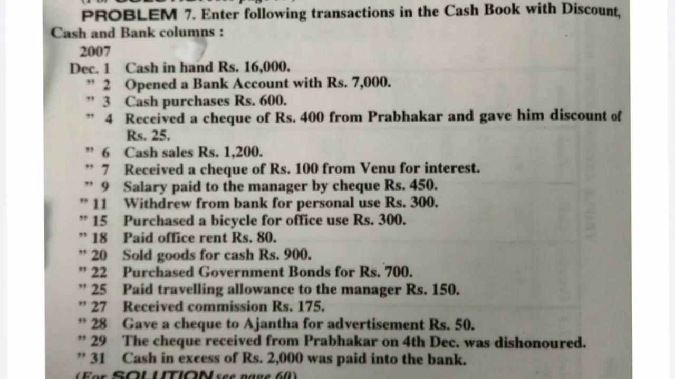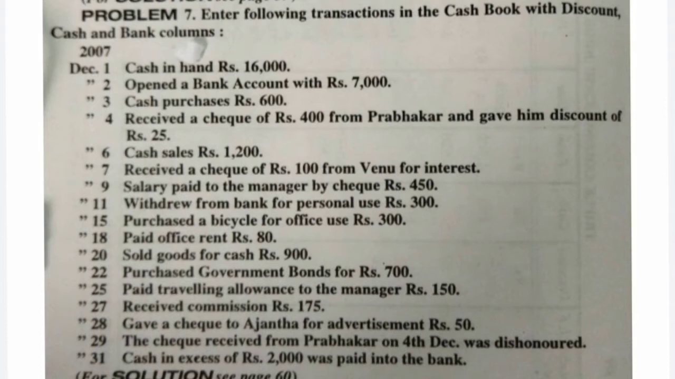Whenever there are dishonor entries or reversal entries, you need to do it like this. Whatever you debited earlier you need to credit now, and whatever you credited earlier you need to debit now. So this is the principle.